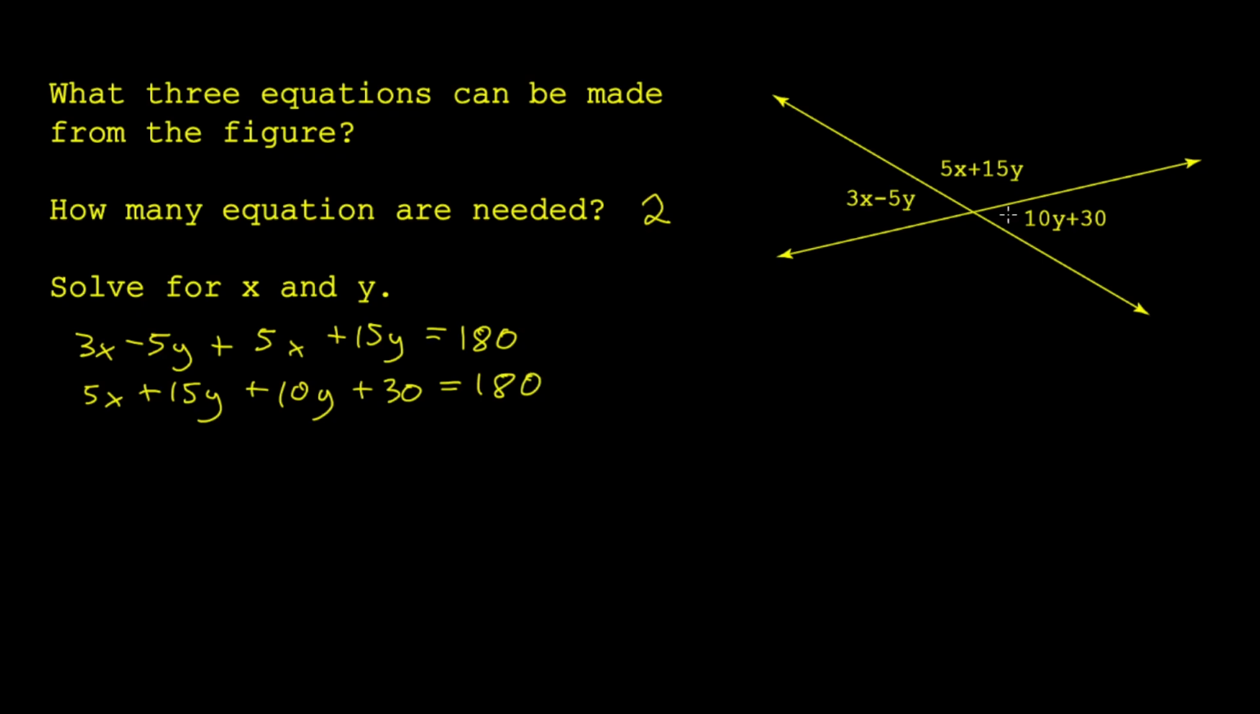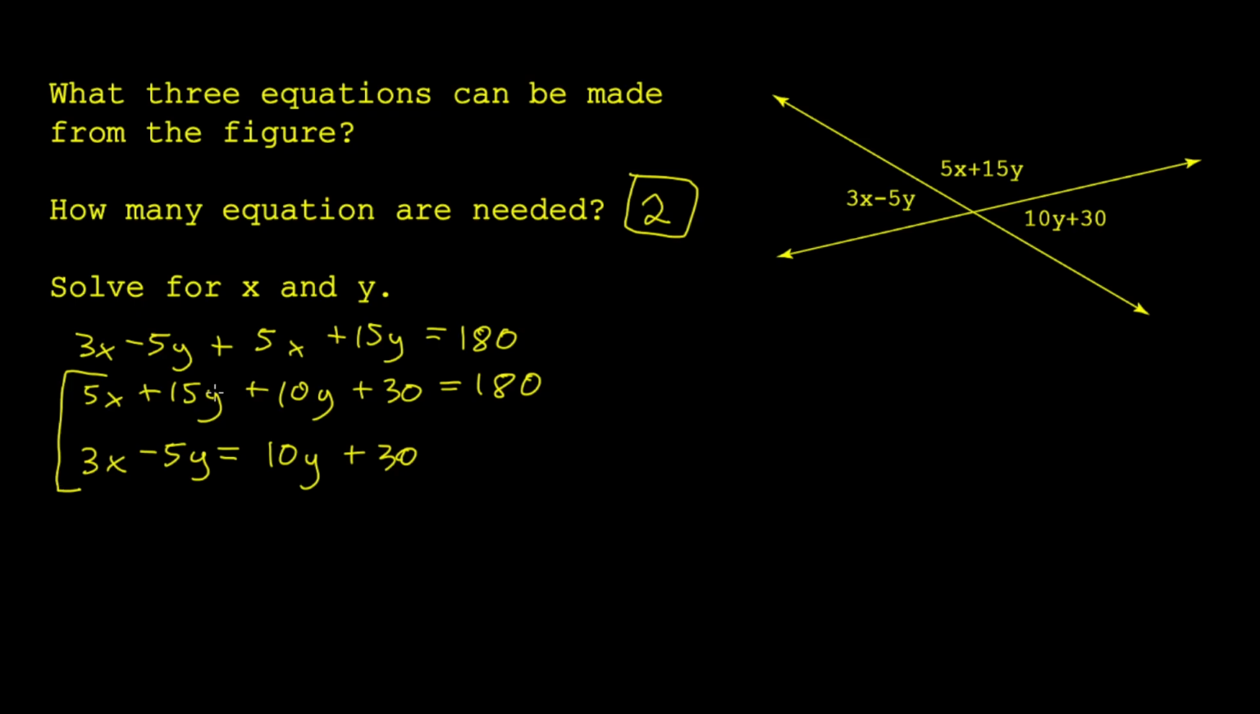Now these two angles are vertical, therefore they are congruent, therefore their measures equal. So 3x minus 5y equals 10y plus 30. So we've got three equations, we've got two unknowns. How many equations do we need? We need two. It does not matter which two equations you use. I'm going to decide to use those two equations.